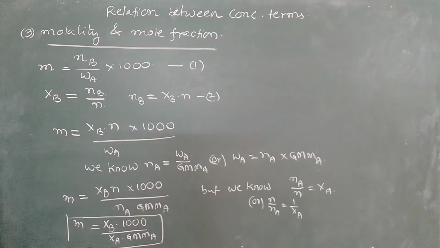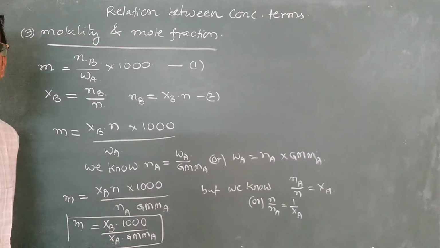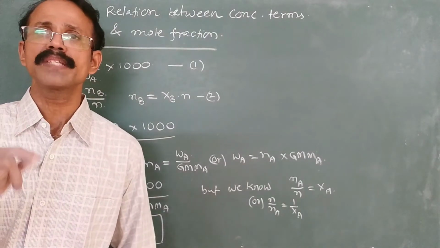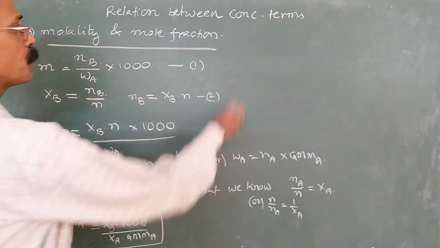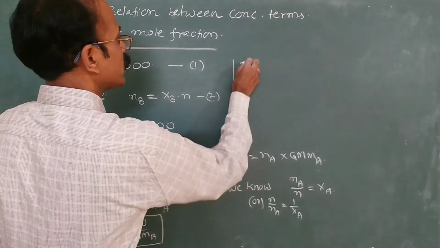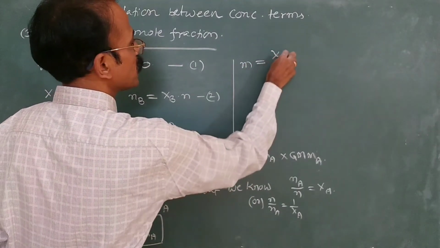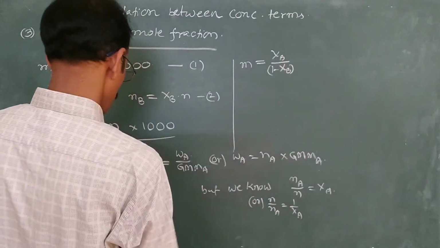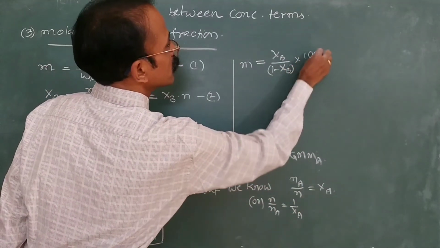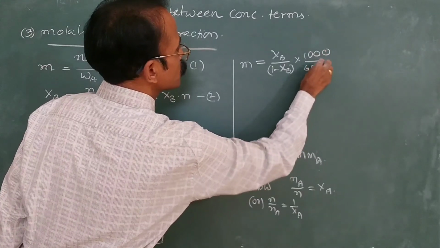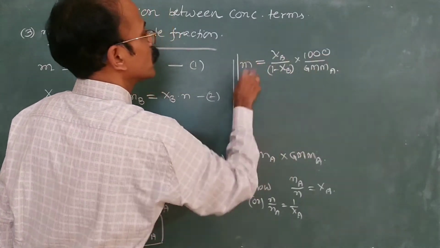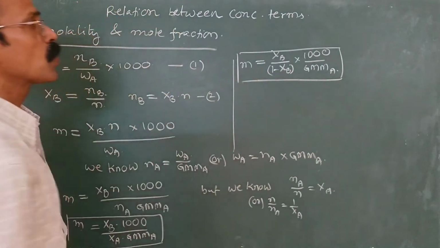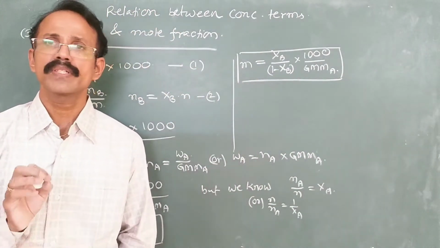This is molality M and this is mole fraction of solute, and this is mole fraction of solvent. Mole fraction of solvent Xa is equal to 1 minus Xb, so you can write that formula also. So molality is equal to Xb by 1 minus Xb, into 1000 divided by gram molar mass of solvent. This is the relationship between molality and mole fraction of solute.